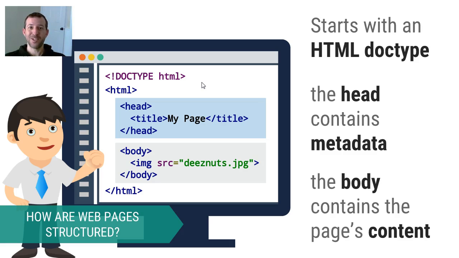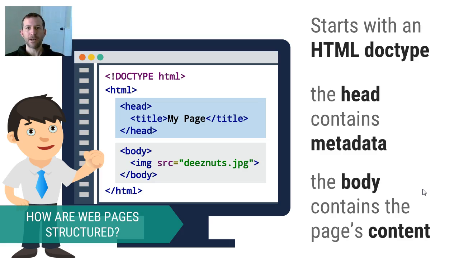Remember, a web page is like you. It has one head and one body in that order. The head contains something called metadata. Metadata is a fancy word for data about data. So anything that is information about the page that's needed to construct the page goes in the head. This includes things like the title and links to scripts and style sheets, which we'll all get into later. The body contains the page's content.